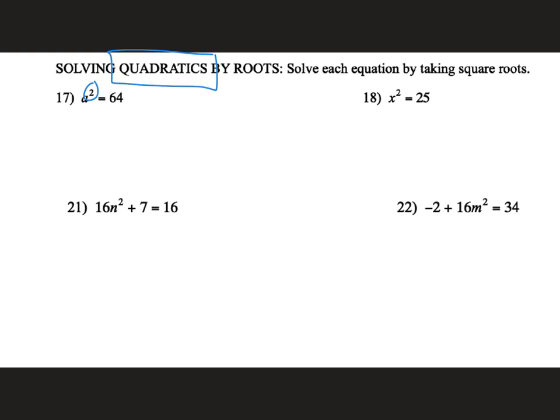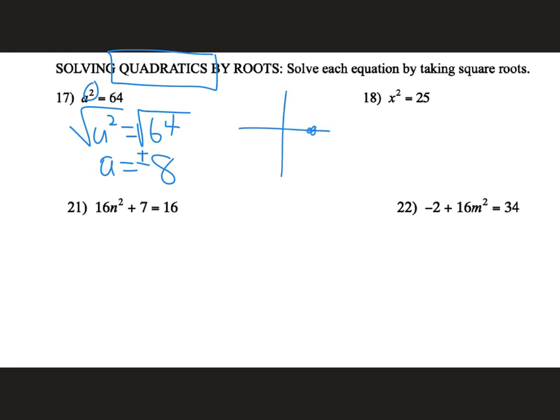For this first one, we have a squared. In order to get rid of the squared, we want to unsquare, which is called the square root. So we take the square root of both sides. So we're going to have a equals 8, but don't forget, I said two answers, so it's plus or minus 8. Graphically speaking, you're going to have an x-intercept at 8 and negative 8, and this graph's going to look like this, if we were to write that as a function, which it is not.